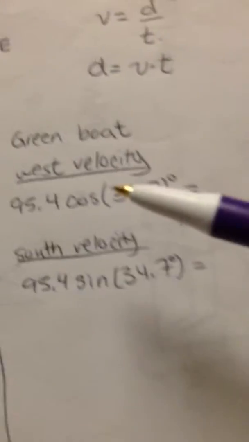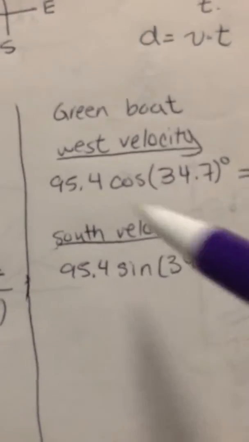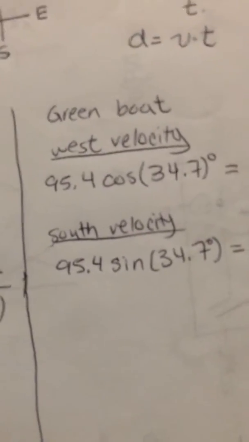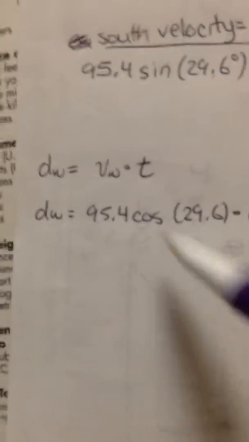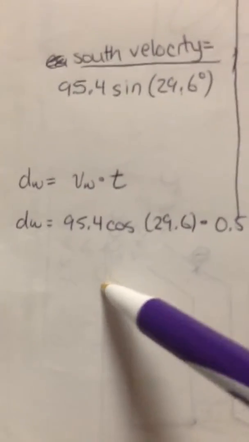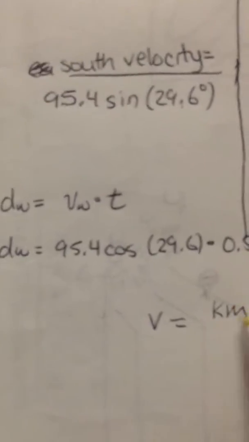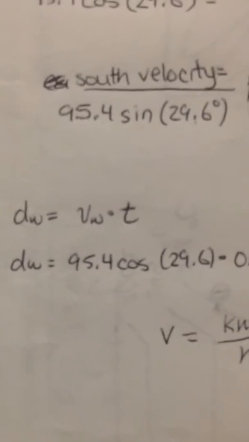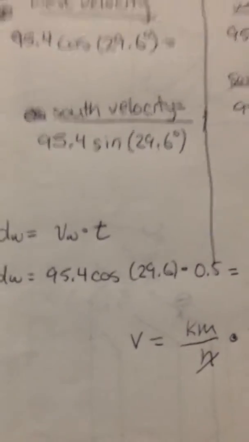You can do the same thing with the green boat and get both of its velocities. Just the theta is different, so it's going to be traveling at a different speed altogether. Now to get the distance, you just take the velocity in the west direction for the blue boat and multiply it by time. The units for velocity are kilometers over hours, and you multiply by time, which is hours. The hours cancel out and you're left with kilometers, so your distance will be in kilometers at the end.